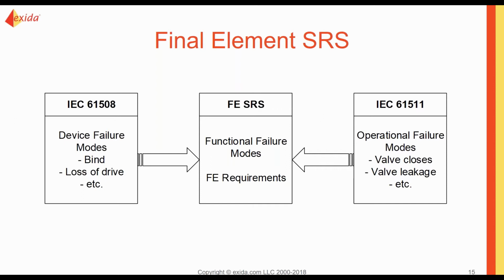So if we look at what's coming out of 61508, we're going to get device level failure modes such as, something binds, or there's a loss of drive, or here's my pressure boundary for the valve. If we look at 61511, we're going to get requirements such as, well, the valve's got to close and it's got to have this leakage. But we need to get to kind of a functional failure for the subsystem. So with a 508 view, we were focused on the device. At the 511, we're focused on the system performance, but we need a little bit of further clarification in between them.